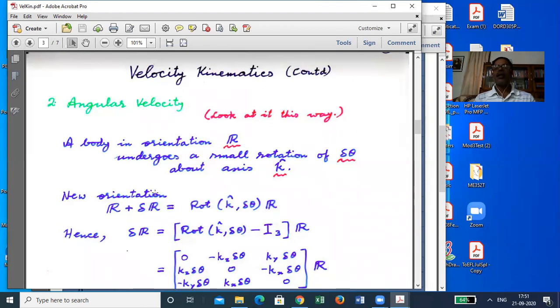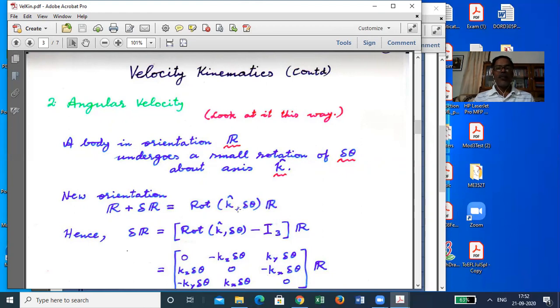Now in calculus, you know that anything old is r, anything new is r plus delta r. The difference that has come in between is delta r. So that same notation we are using. The new orientation is r plus delta r, and that is this rotation that has taken place in the frame of reference, the orientation of which is r. You see? So that is what you have got.